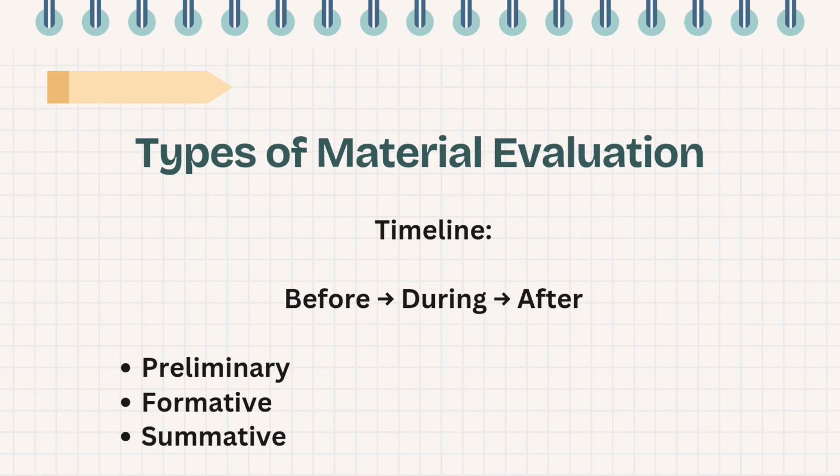Material evaluation can take place at different stages of a course. There are three main types. First, preliminary evaluation, which happens before the course starts. Second, formative evaluation, which happens during the course. And lastly, summative evaluation, which happens at the end of the course. These three types help teachers make informed decisions before, during, and after instruction.